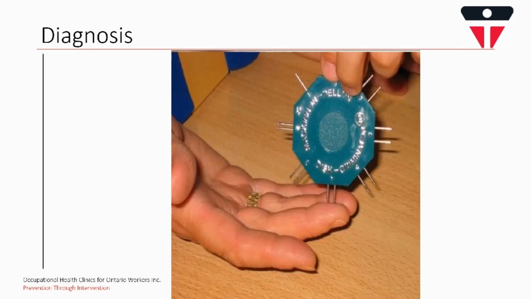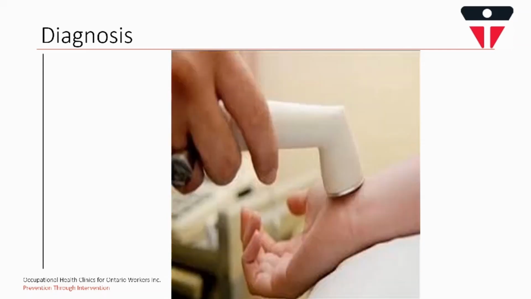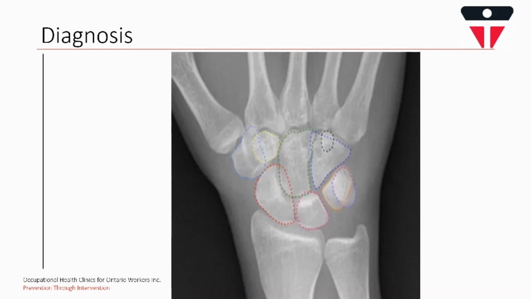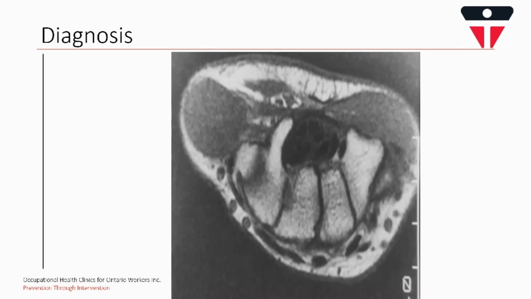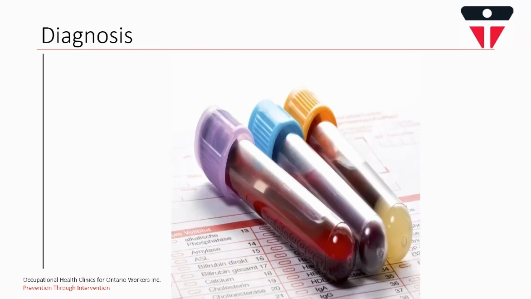The doctor may also use other tests, such as X-ray, ultrasound, or MRI, in order to rule out other causes of the hand and wrist pain. An X-ray is used to show arthritis or a broken bone, while an ultrasound or MRI will show a swollen or compressed median nerve. Another test that can be used is blood work. This is often used to look for diseases such as diabetes that can also cause damage to the median nerves.